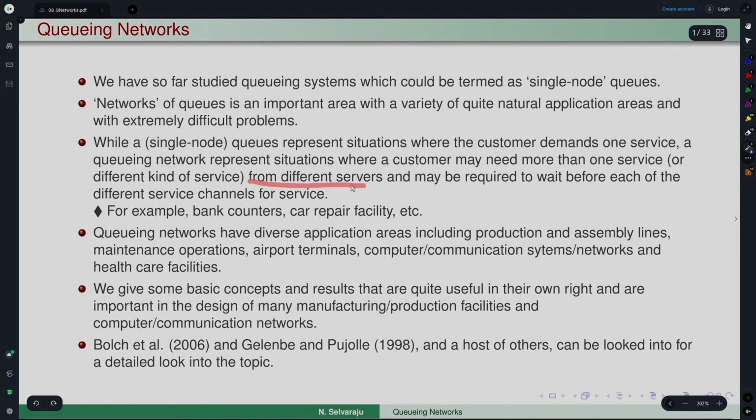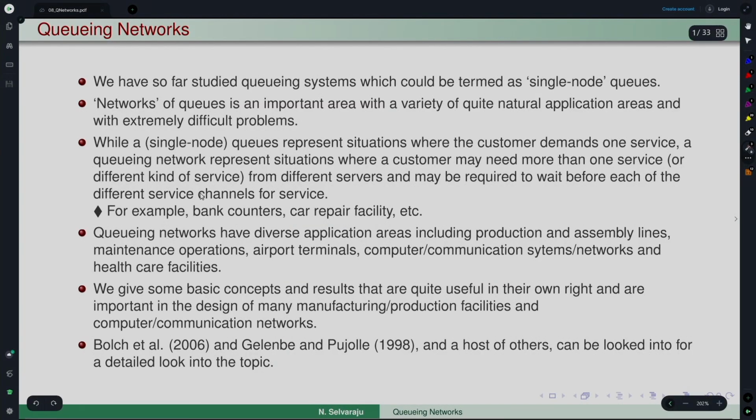Okay. So, this may be from different servers, and the customer may be required to wait before each of these different service channels for service. Okay. Bank counters, going from one counter to another, or a car repair facility, for example. When a car is being repaired, it is not that every part of the car needs repair, right. So, there may be one service facility or repairman who will repair only the batteries, someone will look after the tires, someone will look after the engine component. Like this different people will be there. A car may not require repair from all the services, but it has come for repair. So, you will have a scenario where cars go through some of the nodes, some of these service centers, for a complete service.